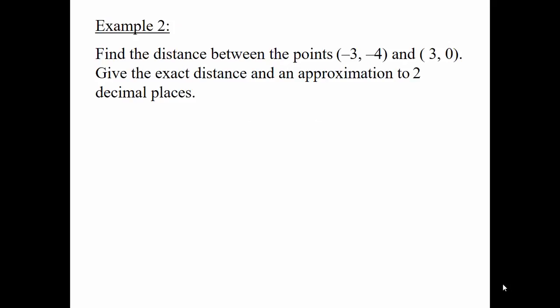Find the distance between the points -3, -4, and 3, 0. Give the exact distance and then an approximation to 2 decimal places. The exact distance is going to be the fraction. So you can label them points 1 and point 2. So x1 and y1 would go with point 1, x2, y2 with point 2.